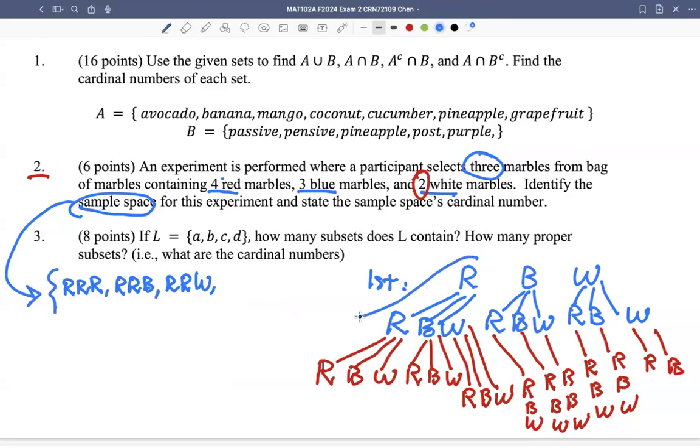That's this, right? First one is red, the second one is red, and the third one could be red, it could be blue, it could be white. Then I can keep going.